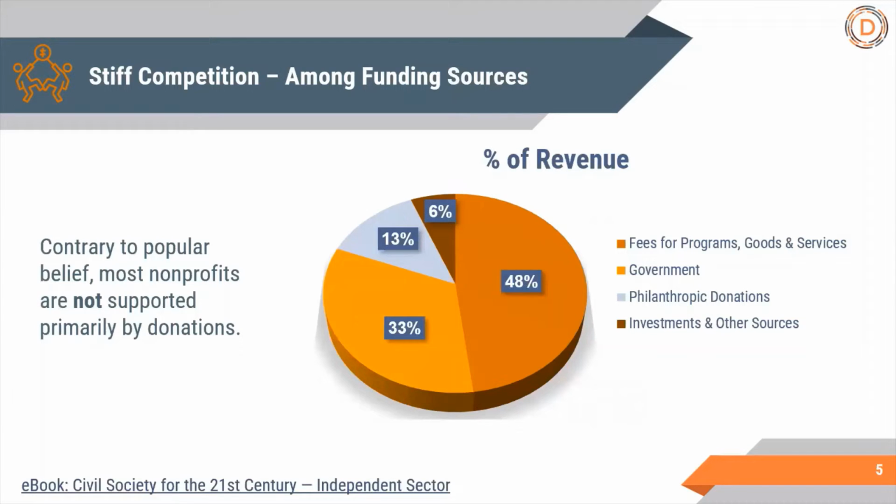What's interesting, and contrary to popular belief, is that most nonprofits are not supported primarily by donations. Only about 13% of nonprofit funding comes from philanthropic sources, such as individuals, foundations, and corporate sponsorships. The majority, almost 50%, comes from fees for programs, goods, and services. And another third of nonprofit funding comes from governmental sources.